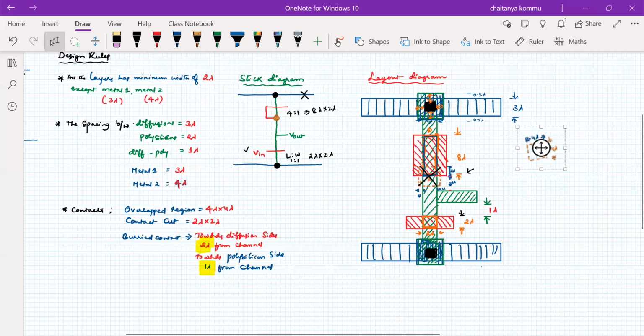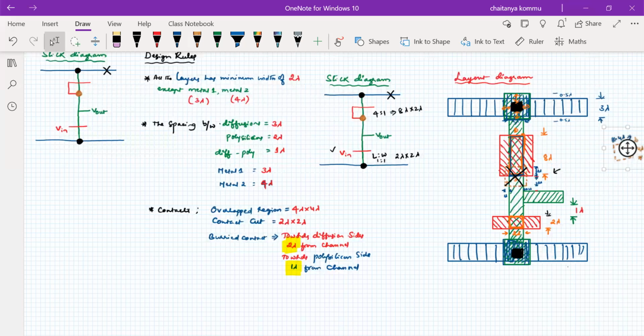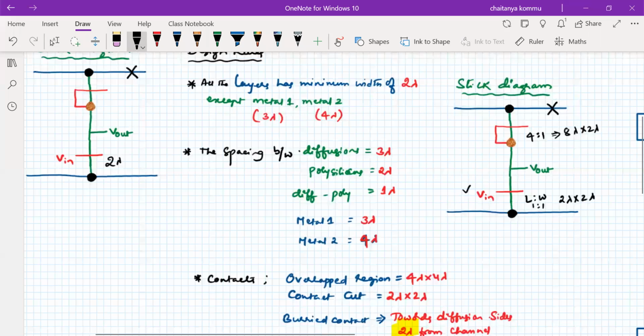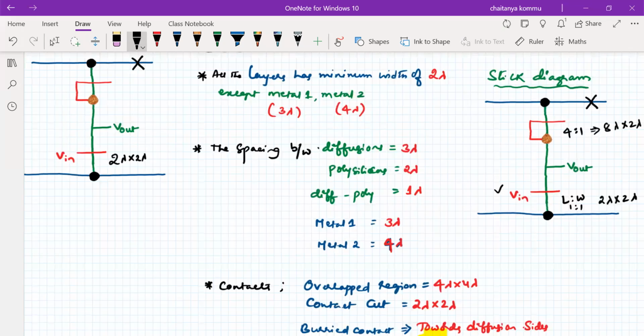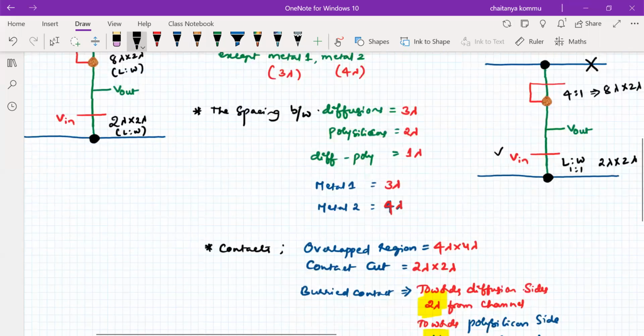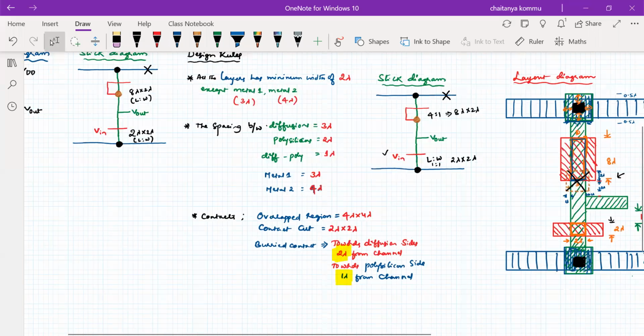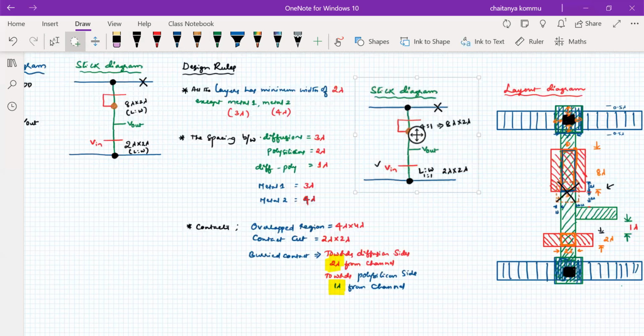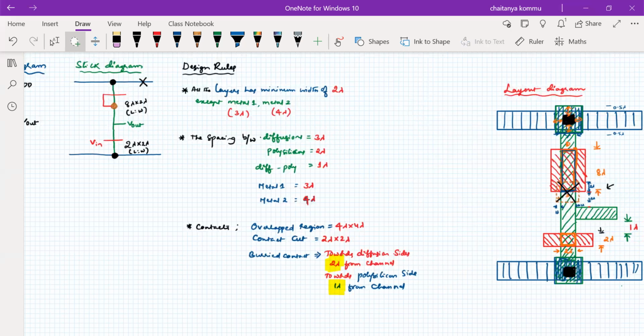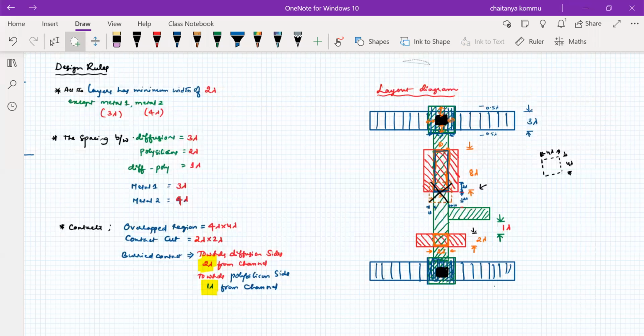I hope you understand this one. So I think better I'll write here 2 lambda by 2 lambda. This is 8 lambda by 2 lambda, length to width ratio. That's what we can observe. So therefore, it's not required then. For the sake of simplicity, I'm removing this one. Delete. Okay, so put it here.